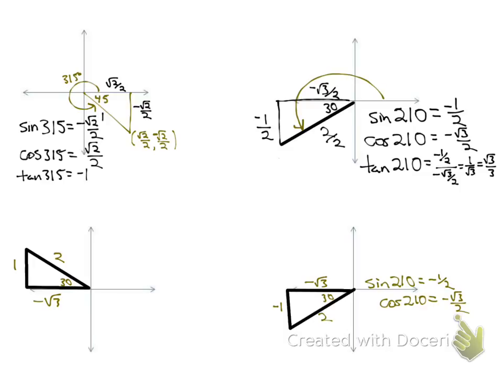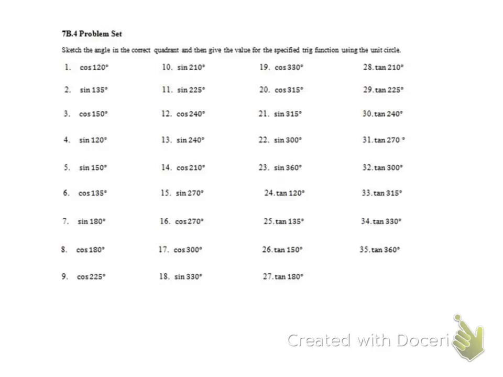Okay, and then you could go through, we could find the reciprocals. Right now, they're not going to have the reciprocals. You're just going to get sine, cosine, tangent. Second part of this, we'll give you some reciprocals to work with. Okay? So, on your packet, 7B4 problems, so it's the next page. You have these.